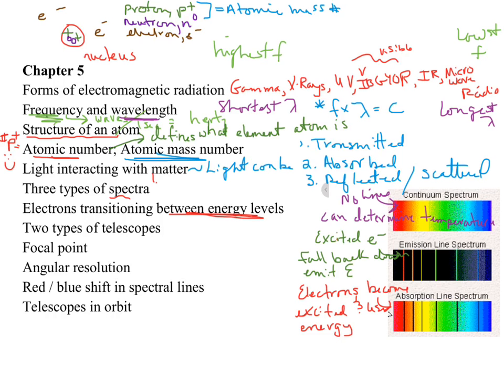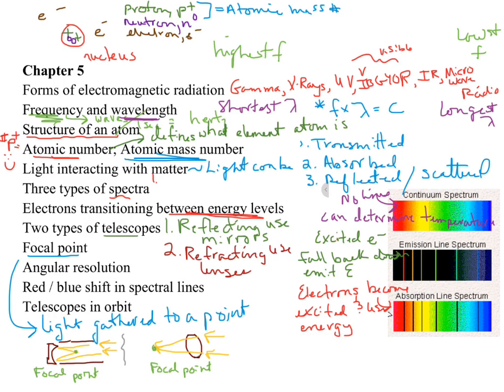On to my cheesy diagram of the two types of telescopes. The two types are the ones that use mirrors, which are reflecting, and the ones that use lenses, which are refracting telescopes. Down here I drew my mirror. Basically, what reflecting telescopes do is light comes in, hits the mirror, and is bounced back to that little green dot, which is the focal point.